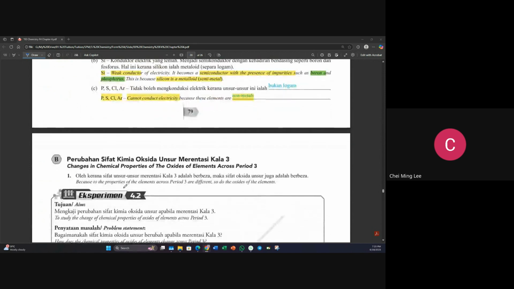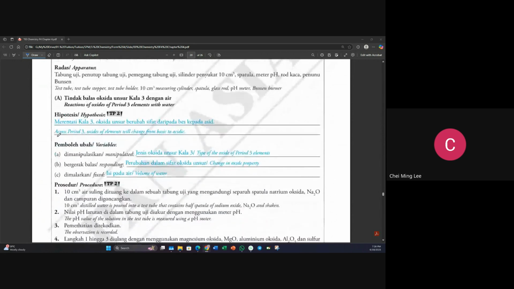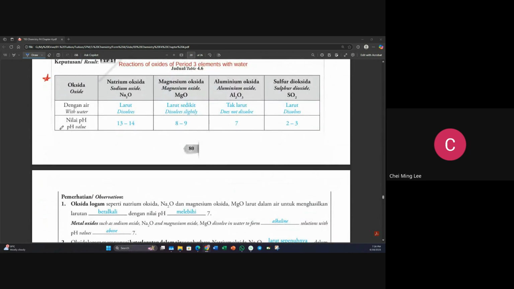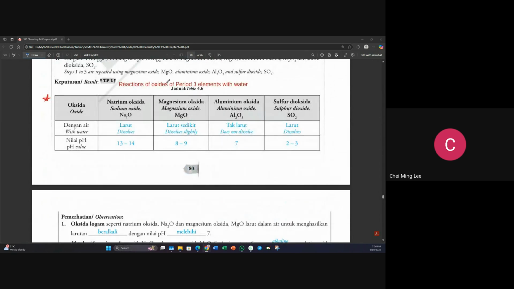Okay. Now next, let's see the change in chemical properties of the oxide of element across period 3. As you see, along period 3, there are metal, metalloid, and non-metals. So their chemical property will be different for their oxide. All right, so let's see the reaction of oxide of period 3 with water.